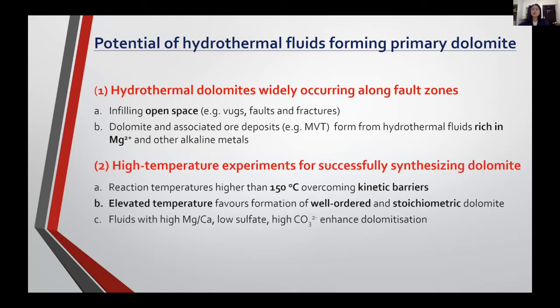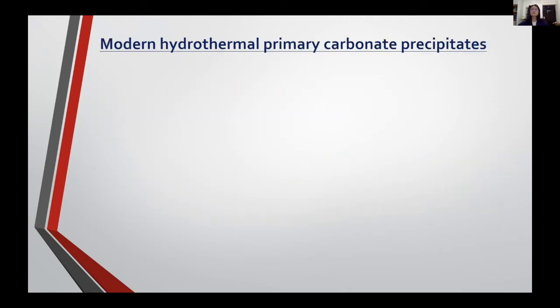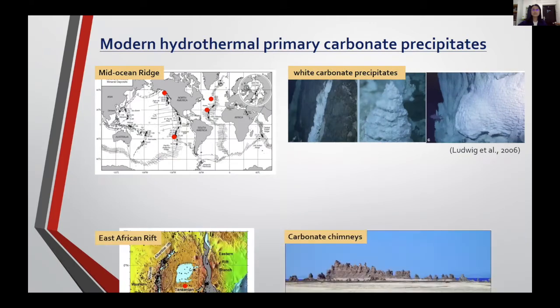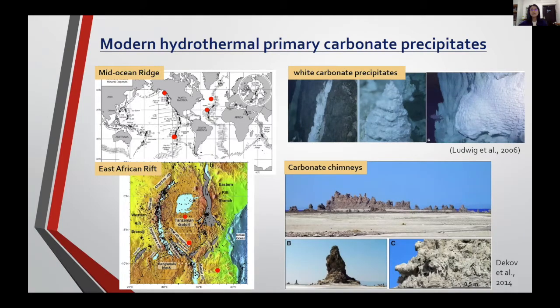Besides, in the past 20 years, many lab experiments have successfully synthesized dolomite at temperatures above 150 degrees. Elevated temperature favors the formation of well-ordered and stoichiometric dolomite. Thus, the role of hydrothermal fluids at high temperatures can't be ignored in forming primary dolomite. In the modern mid-ocean ridge and continental rift lake settings, carbonate precipitates formed by subaqueous hydrothermal venting provide strong evidence for a close relationship between hydrothermal activities and primary carbonates.